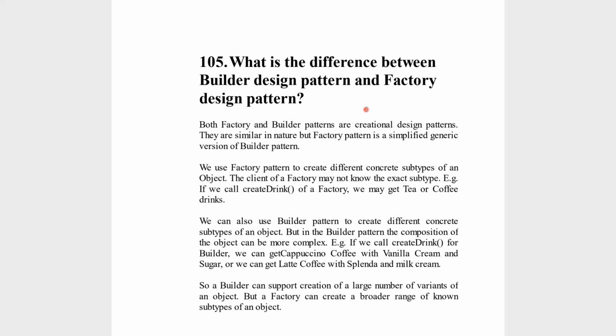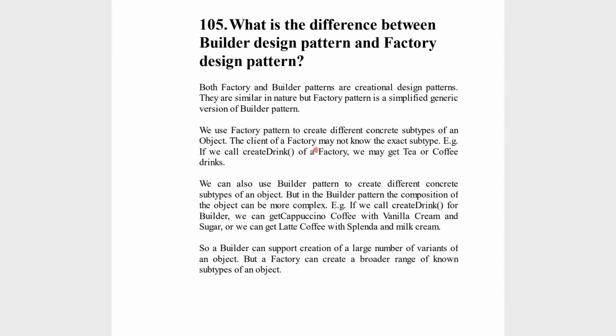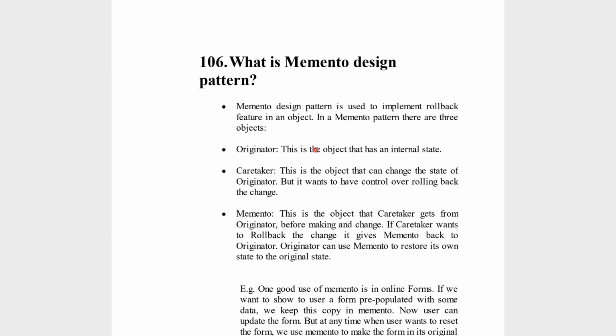But builder pattern uses composition. If we want to create a drink, we can also get cappuccino coffee with vanilla ice cream and sugar, or get latte with Splenda and milk cream. So the builder gives us these particular things. Builder can support creation of a large number of variants of an object, but a factory will have only subtypes, whatever we have declared. This is how the factory works. So that is a good thing.